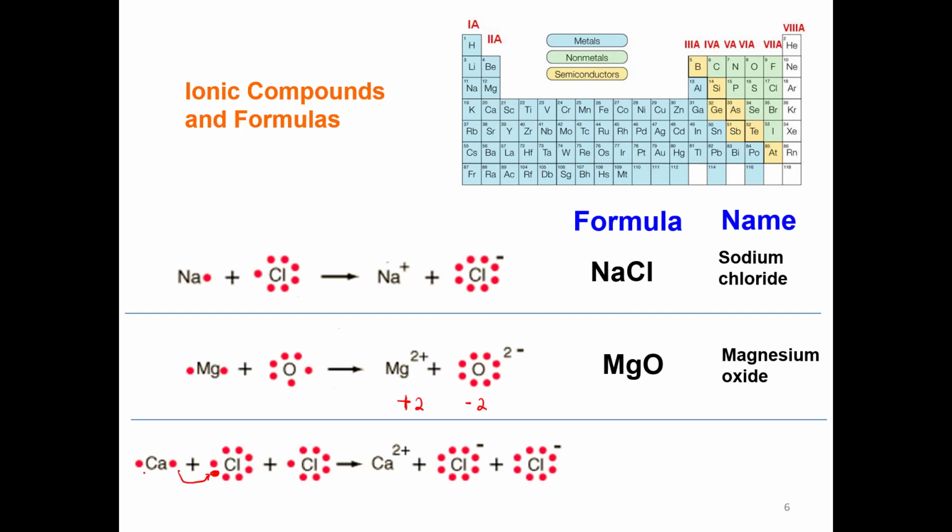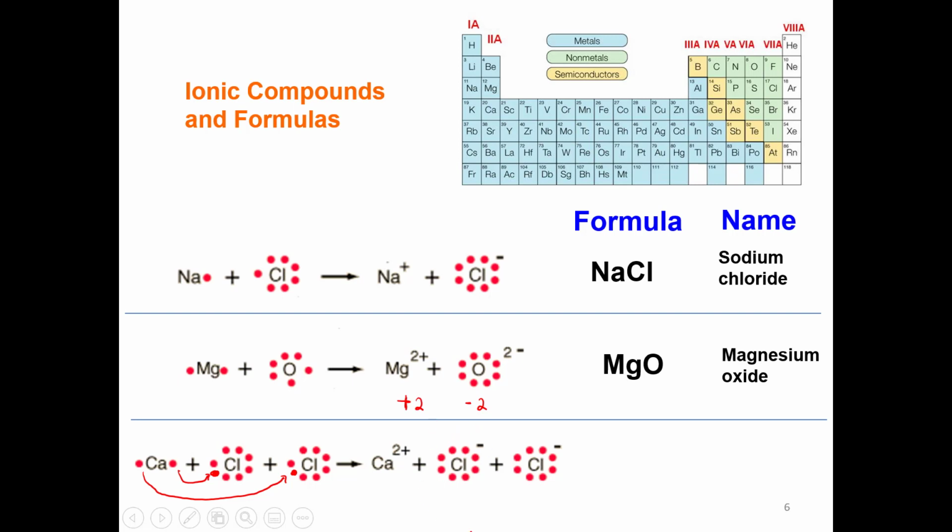In this way, calcium will transfer 1 electron to another atom of chlorine. Now calcium loses 2 electrons, and this is why calcium is now a +2 ion. And in this case, we will have 2 atoms of chlorine. Each of these atoms has a -1 charge.